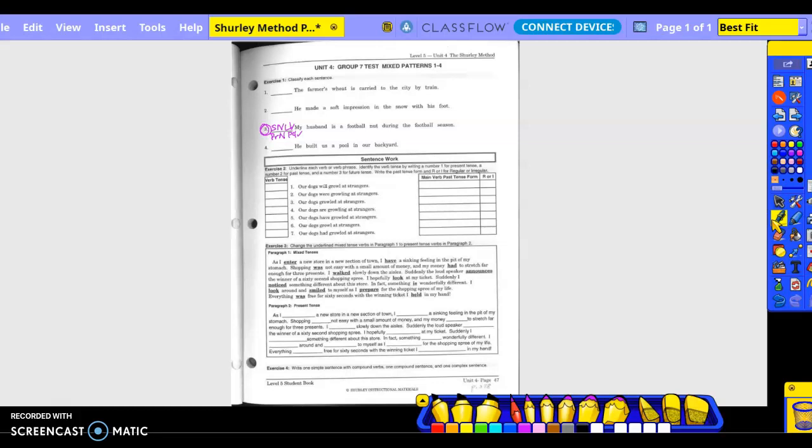Okay, so what is carried to the city by a train? Wheat. Subject noun. What is being said about the wheat? Is what? Is carried. So carried is the verb, is the helping verb. Okay, 2. Preposition. To what? The. By. By what? Whose wheat? The.